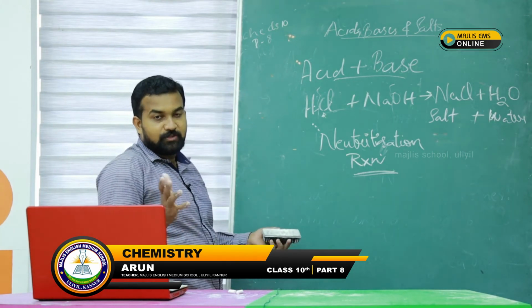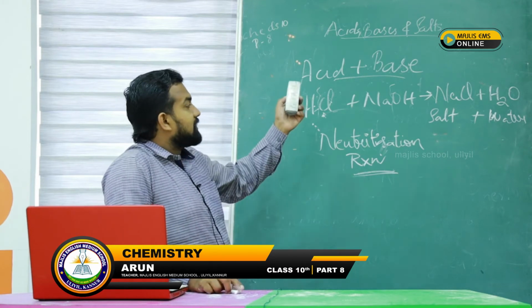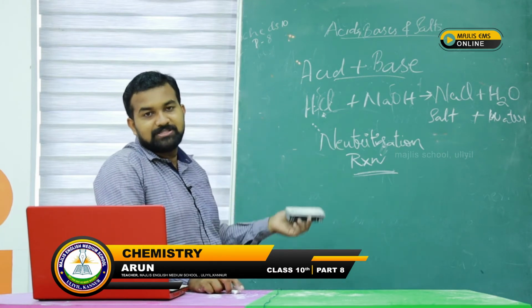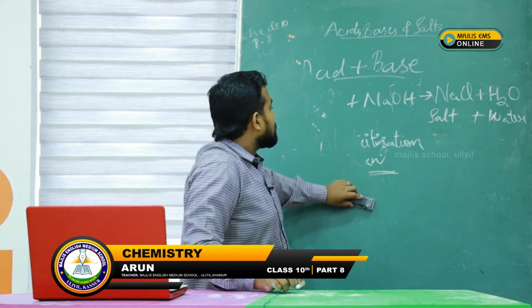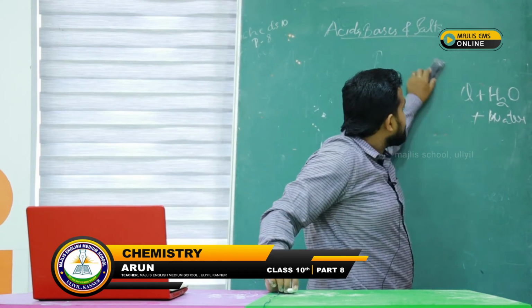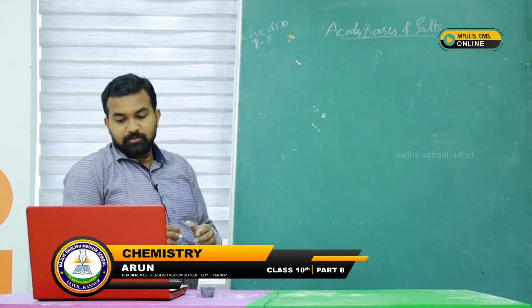When acid is reacting with a metal, acid is reacting with a metal oxide, acid is reacting with a base, it is a neutralization reaction. We will get salt and water. Clear? Okay. So, that is it.